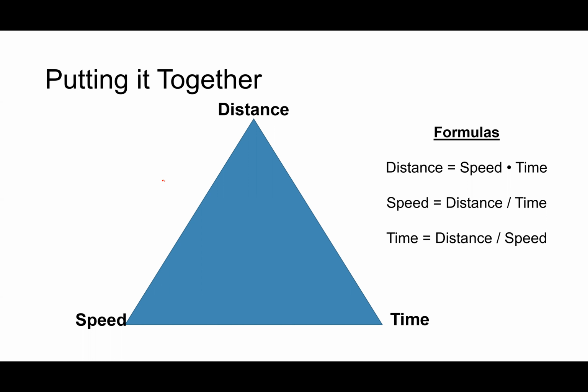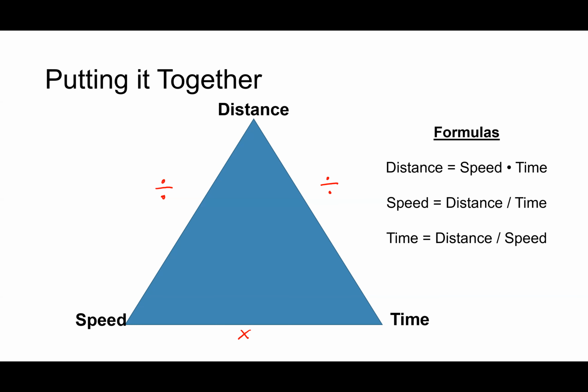So the way we set this up is this. Distance goes on top, and we're going to put division signs between distance and speed and distance and time. Then we're going to put a multiplication sign between speed and time. And from that, we derive the formulas.